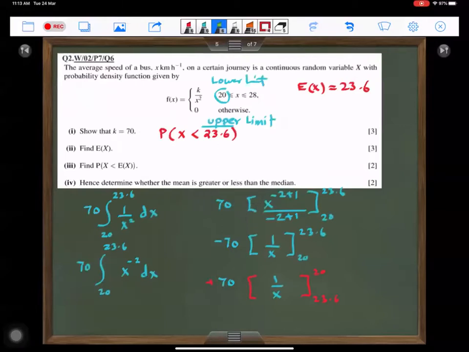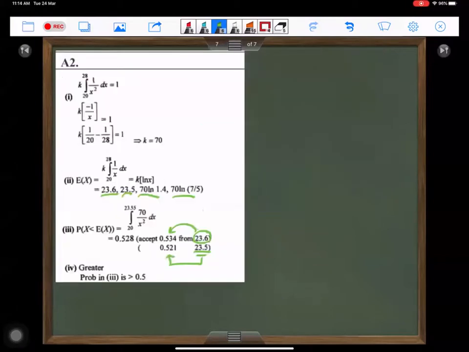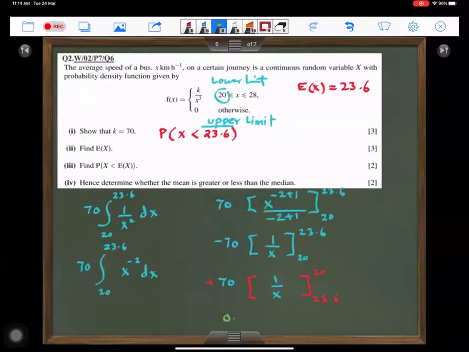Of course, when the examiner says accept, that means those people did not take care of the accuracy. So it might have been 23.57, okay? And the exact answer that's coming out is 0.528. So 0.528 or 52.8%. That is the probability of the variable x lesser than the mean.